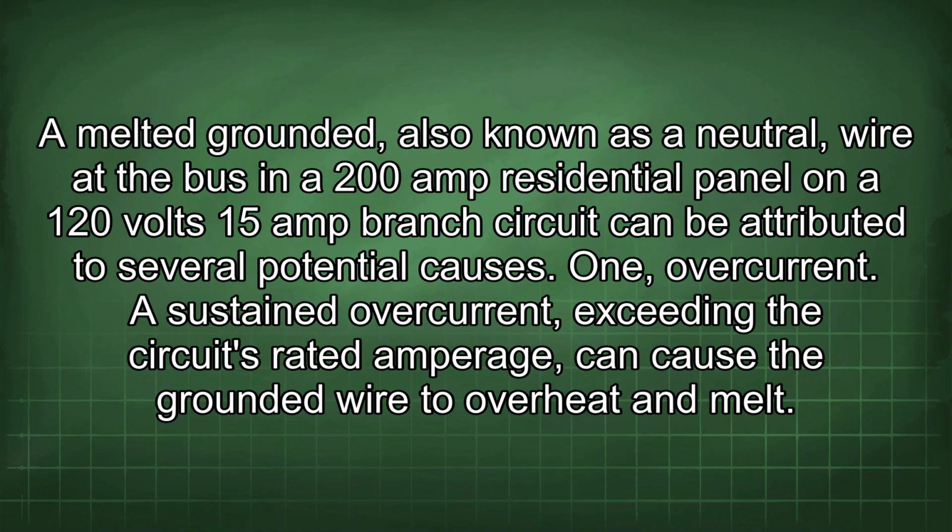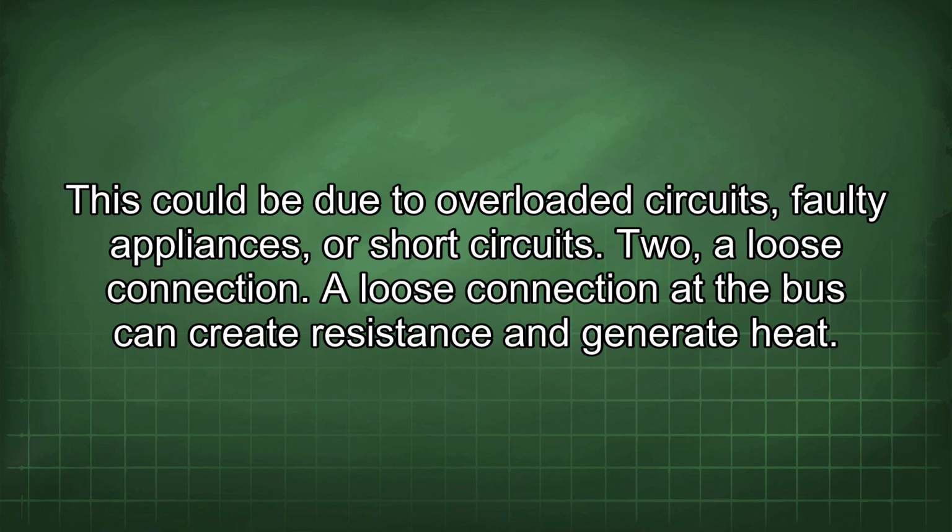A melted grounded, also known as a neutral, wire at the bus in a 200 amp residential panel on a 120 volts 15 amp branch circuit can be attributed to several potential causes. 1. Overcurrent. A sustained overcurrent exceeding the circuit's rated amperage can cause the grounded wire to overheat and melt. This could be due to overloaded circuits, faulty appliances, or short circuits.